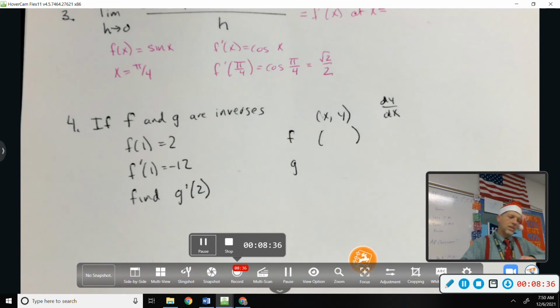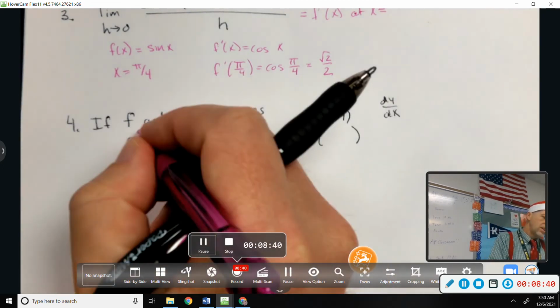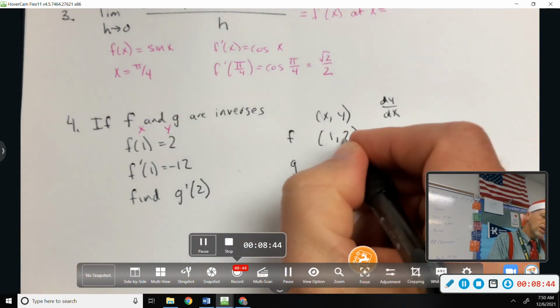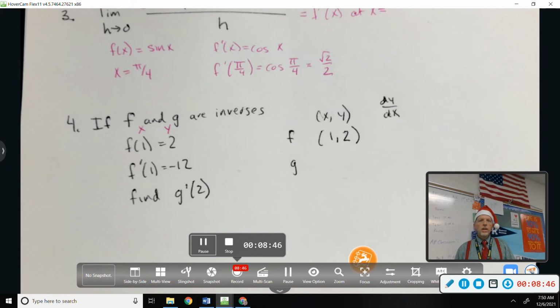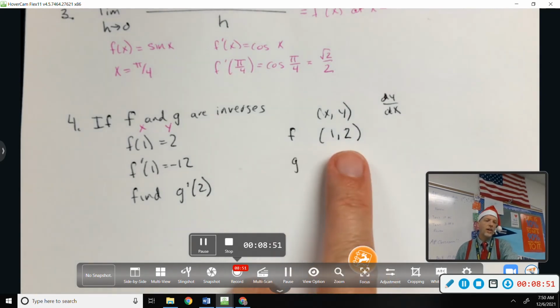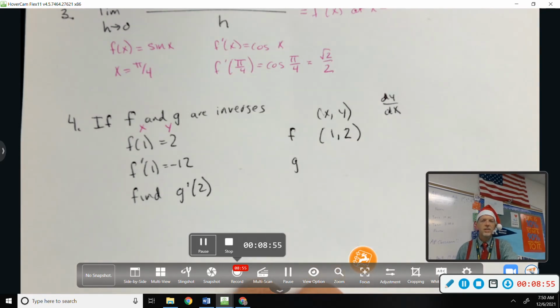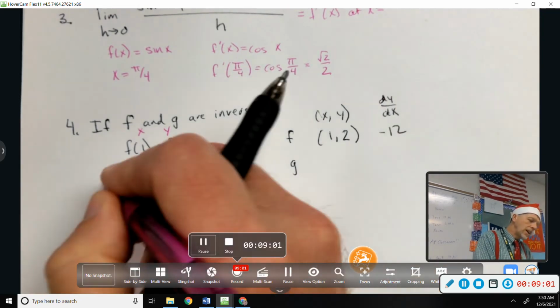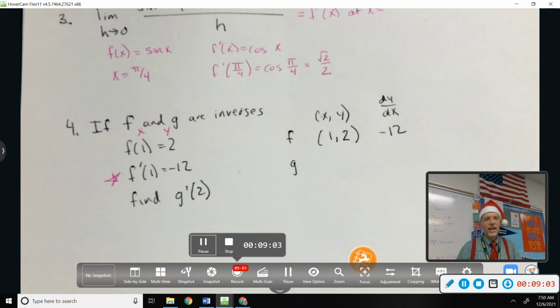1, 2. Since f of 1 is 2, 1 is x and 2 is y. And what's dy dx of f at 1, 2? The derivative of f at 1 is -12. They just gave us that. Most of the time, they're not going to give you that. They'll have you find that. I just wanted to make this one go quicker.